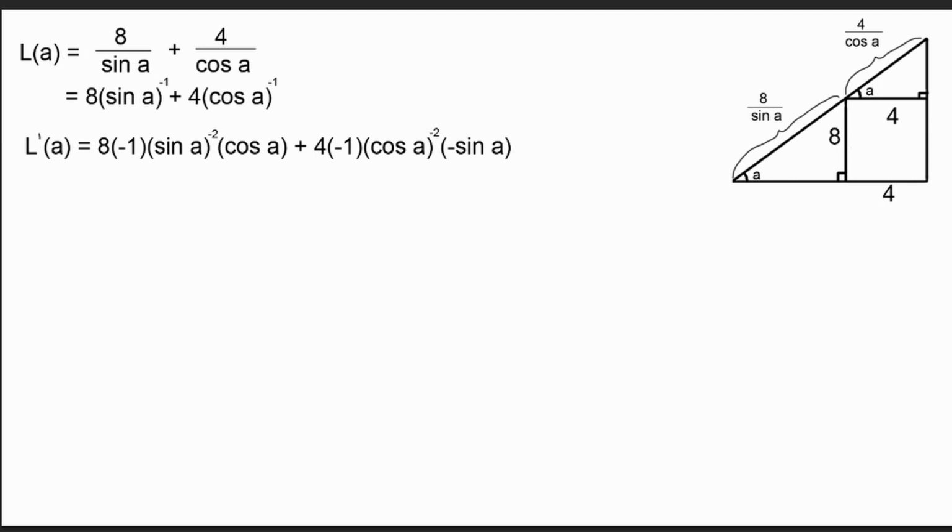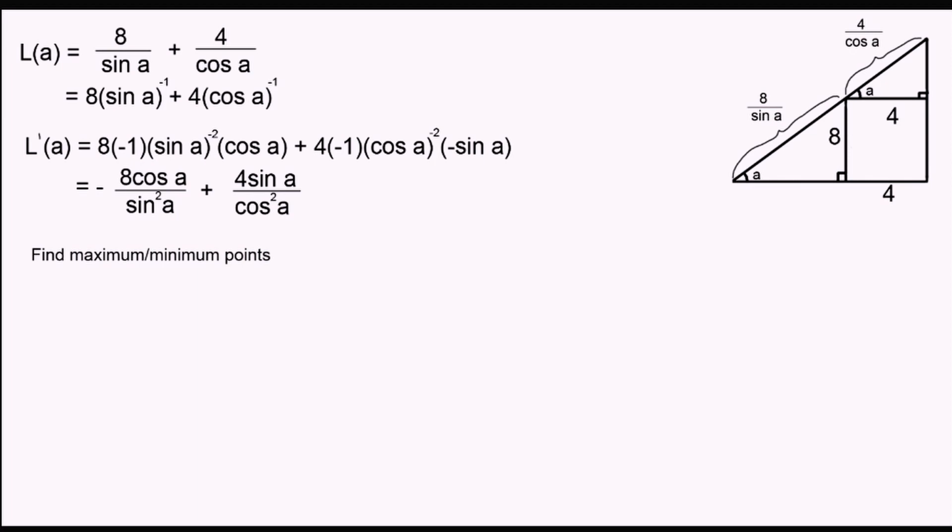The other part of the equation is the same. We bring down the -1 and the exponent becomes -2. Then we multiply by the derivative of cos a, which is negative sin a. Simplifying this, by getting rid of the negative exponents, we get -8 cos a over sin squared a plus 4 sin a over cos squared a.